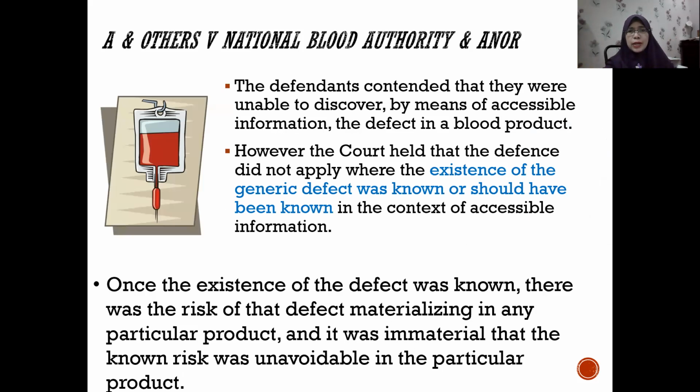This argument was relevant in the case we discussed about contaminated blood, A and others v National Blood Authority and another. One of the arguments by the defendants was that they were unable to discover, by means of accessible information, the defects in the blood product. It was not possible for them to detect that the blood was contaminated. But the court held that the defense was not applicable. Why? The existence of the generic defects was known or should have been known in the context of accessible information. There must be a way to detect it. That's the court's reasoning.